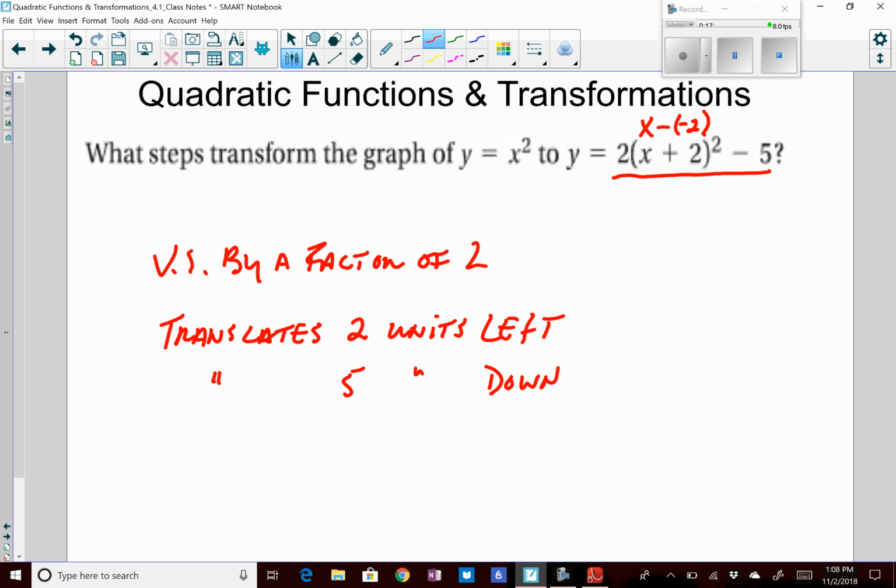So very similar to the absolute value rules for transformations. If you have those nailed down, then this should be a piece of cake.